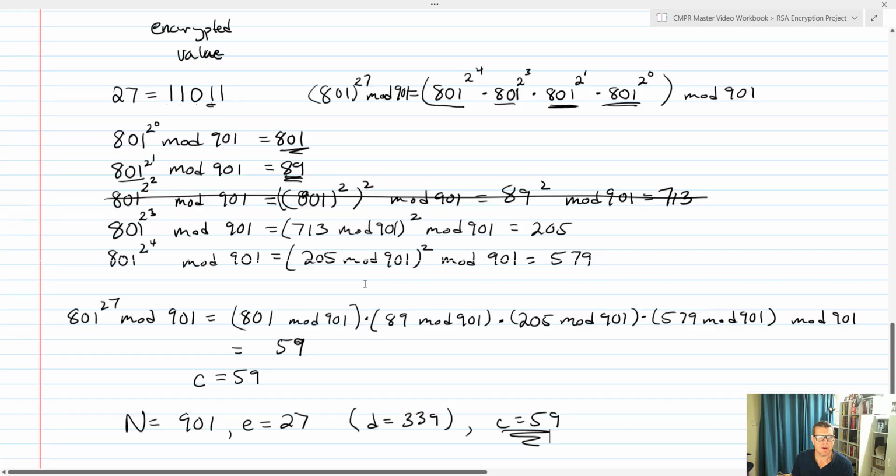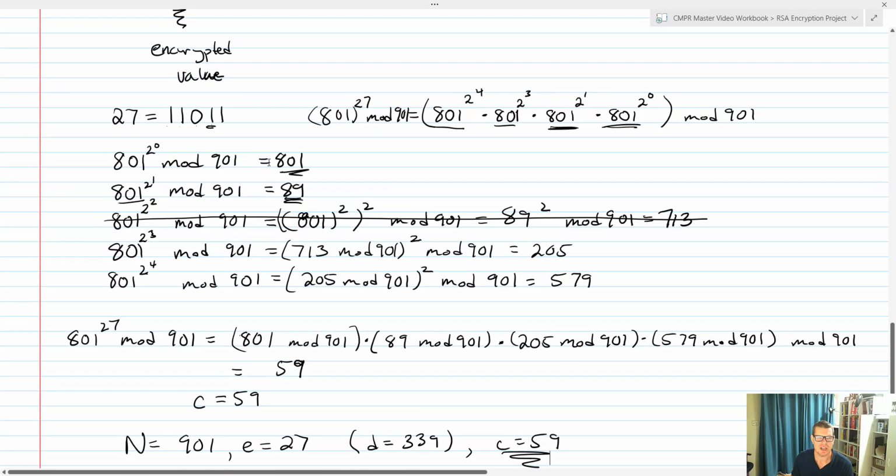So what you can see here, we'll utilize that fast exponentiation. We find our binary term, right? 27 is 11011. And then we're just going to calculate these powers of 2, starting out with just 801, then squaring until we finish out all of our binary terms. Once we've done that and we've calculated each one of those values, we just multiply them all together.